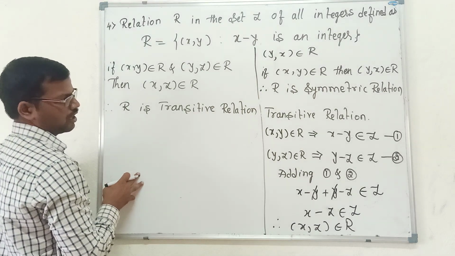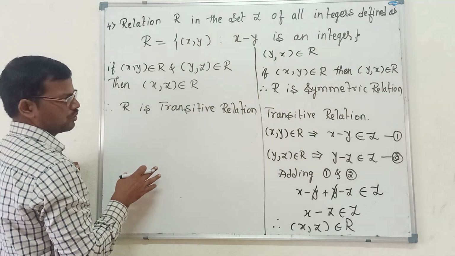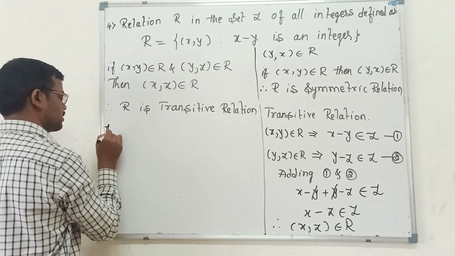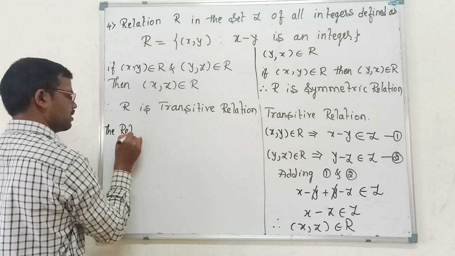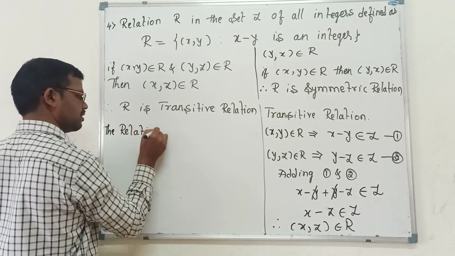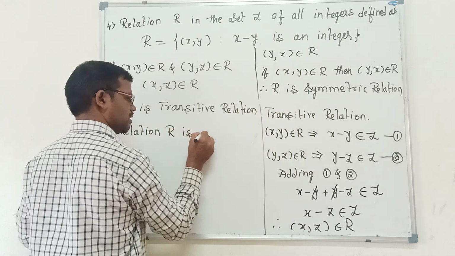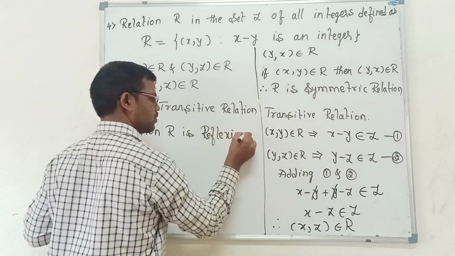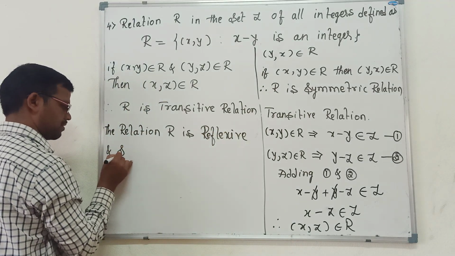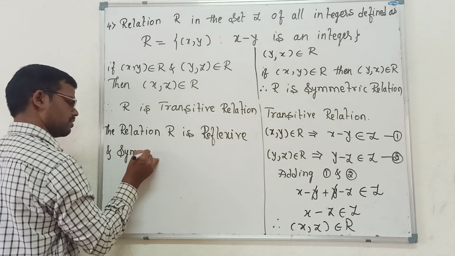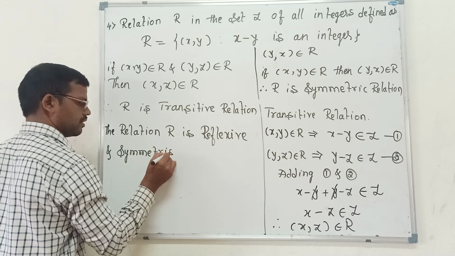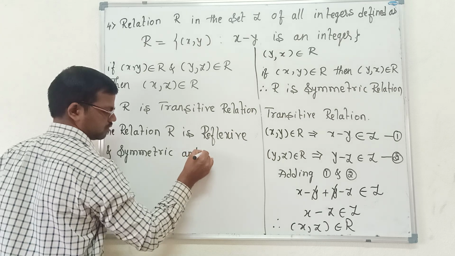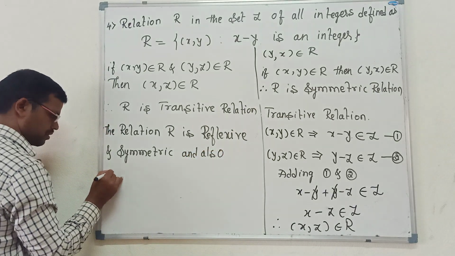So from this we came to know that R is a reflexive relation, a symmetric relation, and also a transitive relation. R is reflexive, symmetric and also transitive.